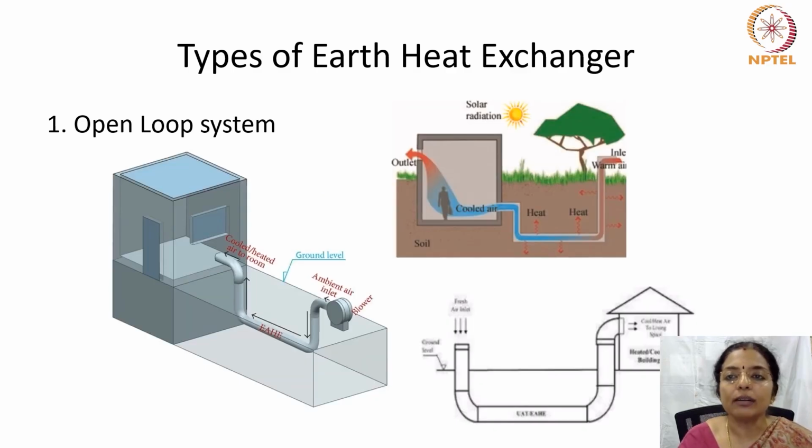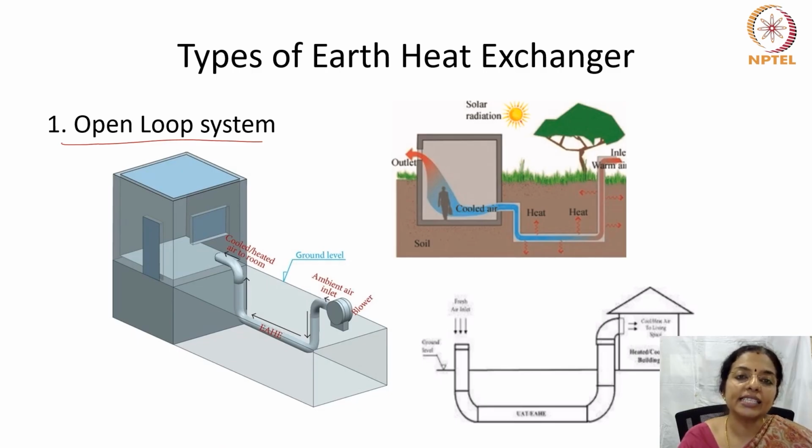Now, what is an open loop system and a closed loop system? Different types of earth heat exchangers are used to reduce the building energy consumption. It can be an open loop system as we are discussing here, and it can be a closed loop system. In an open loop, intake air comes through the inlet continuously, and it passes through the buried pipes which are underground into the room to cool or heat a space, and moves out through ventilation.